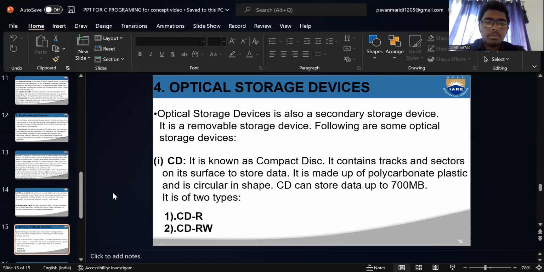Optical storage devices. Optical storage devices are also known as secondary storage devices. It is a removable storage device. Following are some optical storage devices.